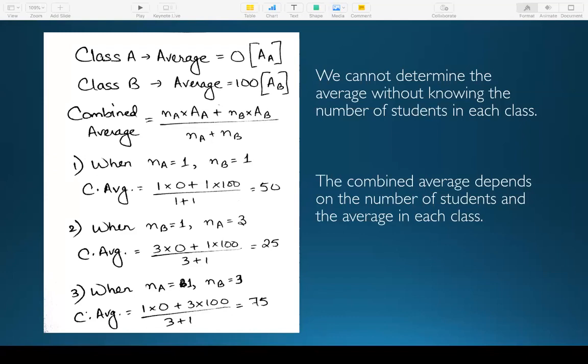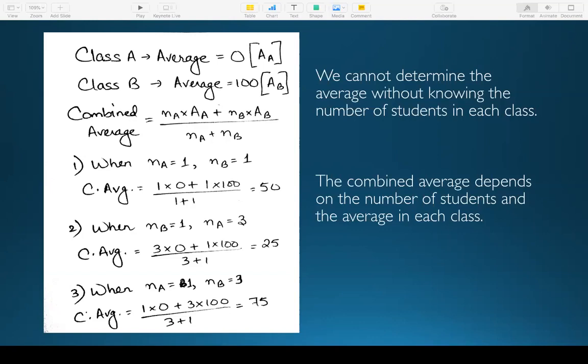But in the second case, I have taken the number of students in class B to be 1 and the number of students in class A to be 3. I have taken more students in class A now. So now after putting it in the formula, the combined average comes out to be 25. Initially it was 50, but now it is 25. And in the third case, I have reversed the number of students. Now I have put one student in class A and 3 students in class B. Now the combined average is coming out to be 75.